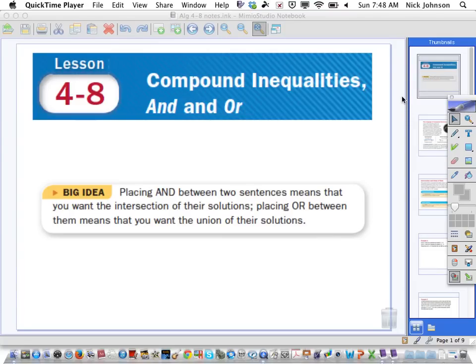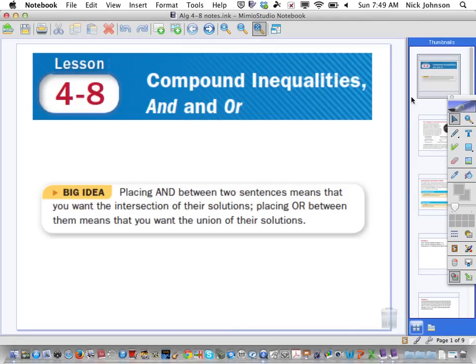Today we're going to talk about lesson 4-8, compound inequalities and or. The big idea is placing and between two sentences means that you want the intersection of their solutions. Intersections are notated by using an upside down U. So we call this A intersection B. This is the intersection symbol.